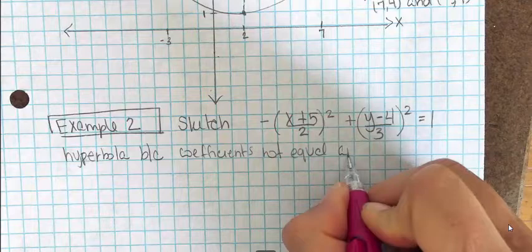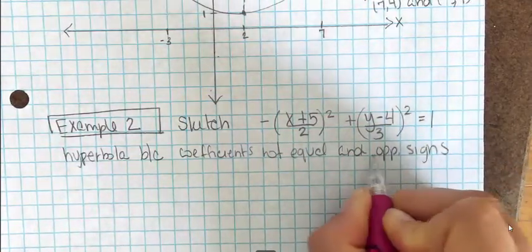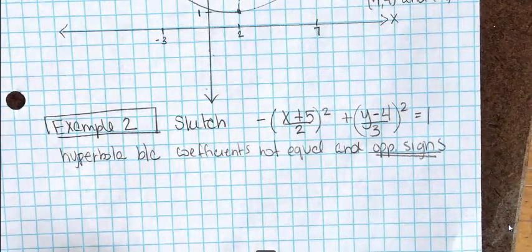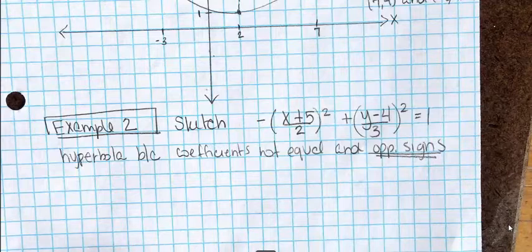And we have opposite signs. That's the key right there, the fact that we have opposite signs. Okay, so we know that it's a hyperbola. Let's see, we also know its center.